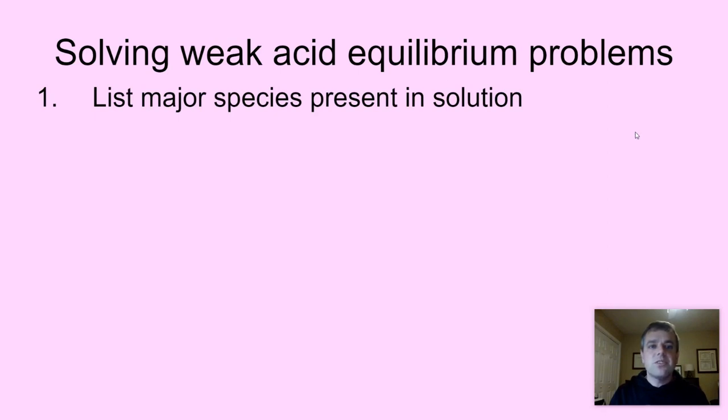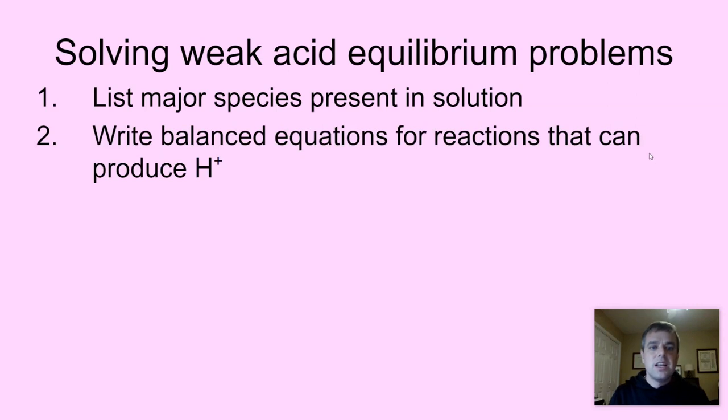So, with weak acids, you need to know what your major species present in solution are, and you should write balanced equations for reactions that can produce H pluses. Typically, there's only going to be one thing that's capable of producing H pluses in your solution.